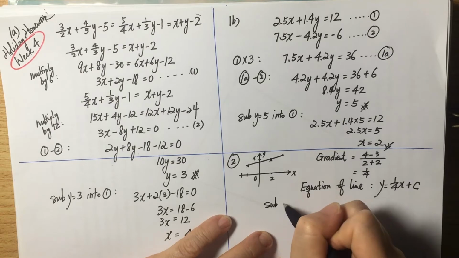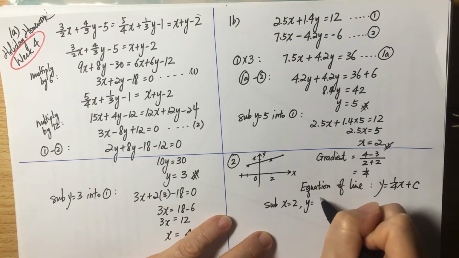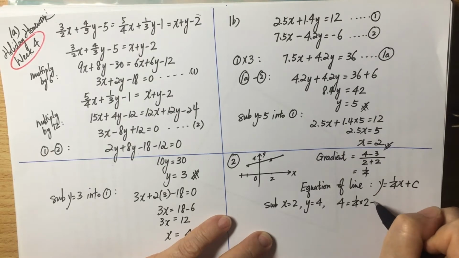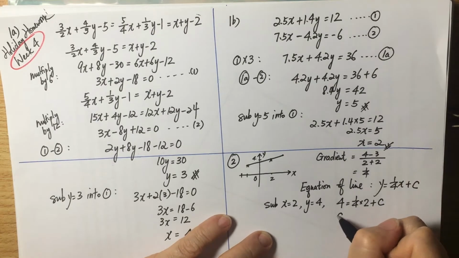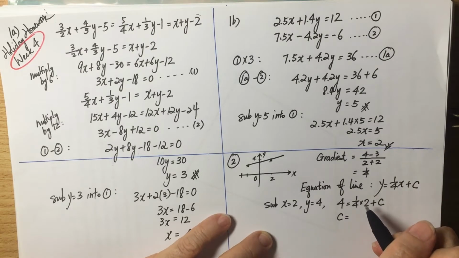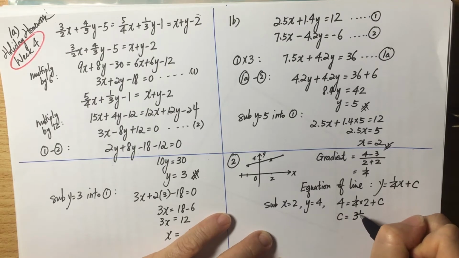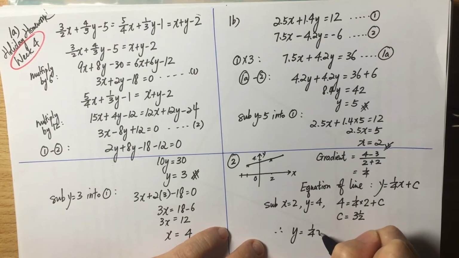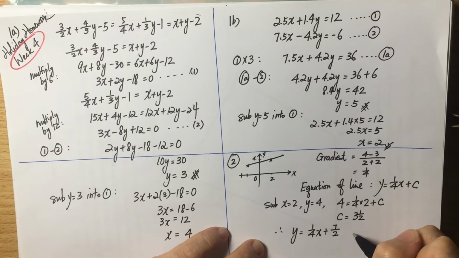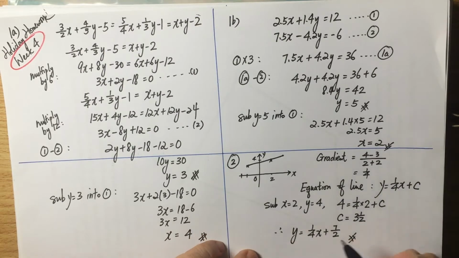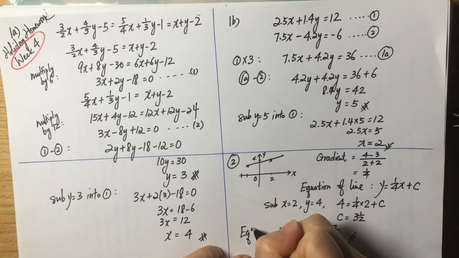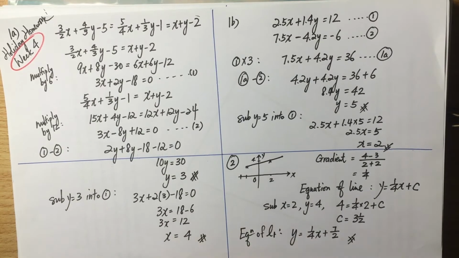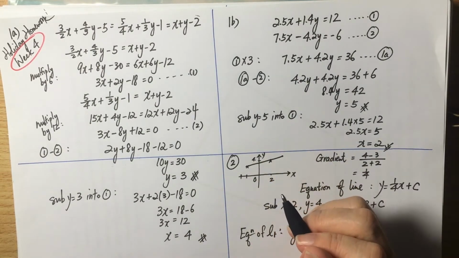So I'm going to substitute x is 2, y is 4. So I get 4 equals 1/4 times 2 plus c. So c is actually 4 minus half, so 3.5. If I write it as a fraction, it will be 7 over 2. So the equation of the straight line will be y equals 1/4 x plus 7 over 2. So this is question 2, part 1.